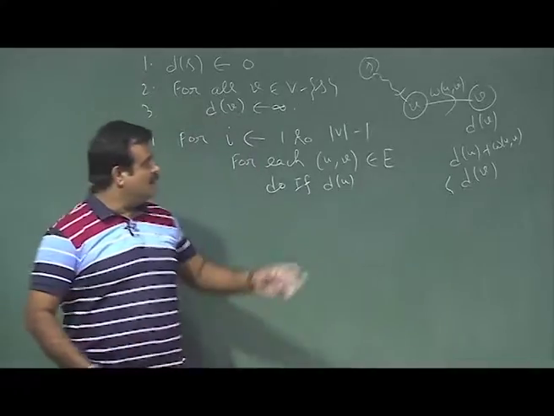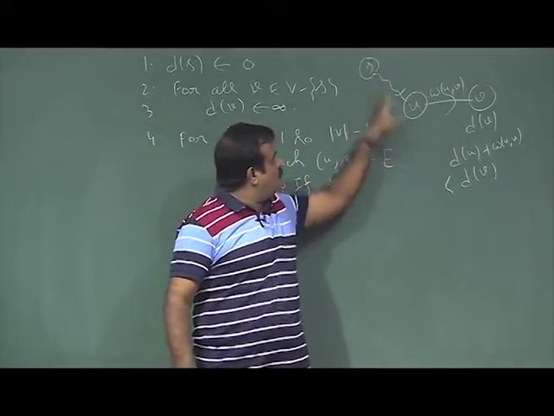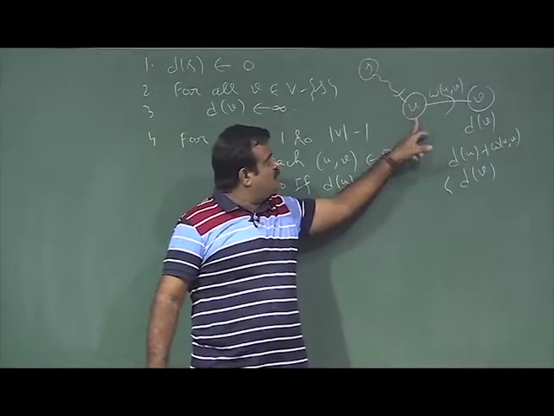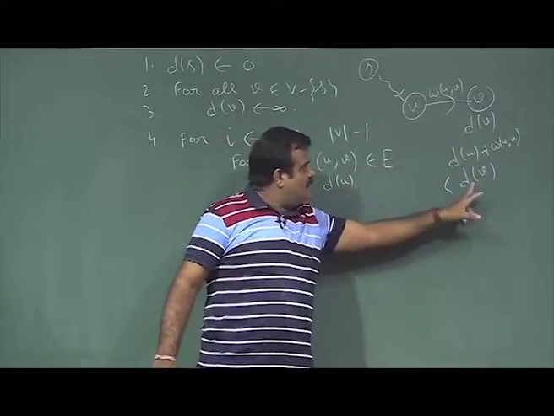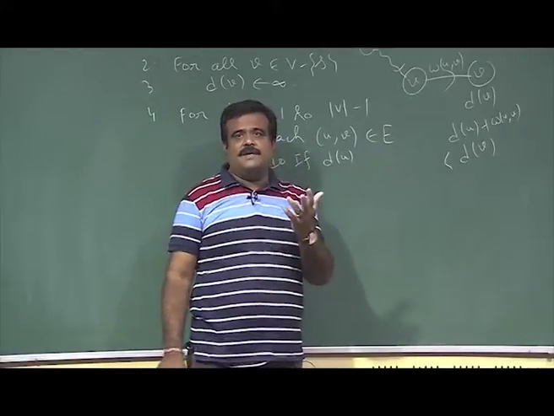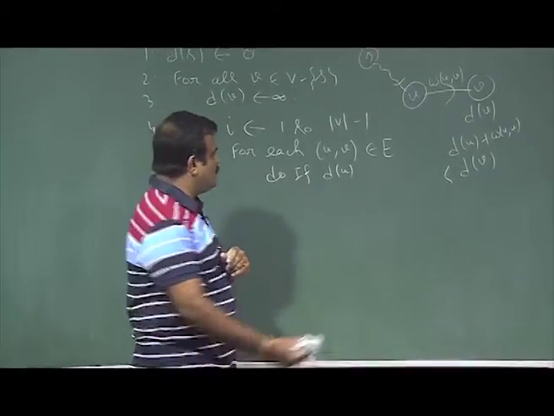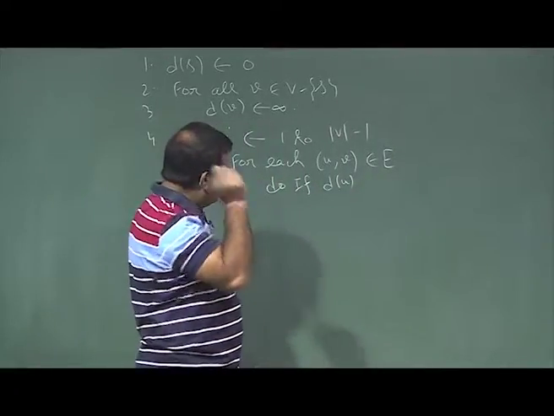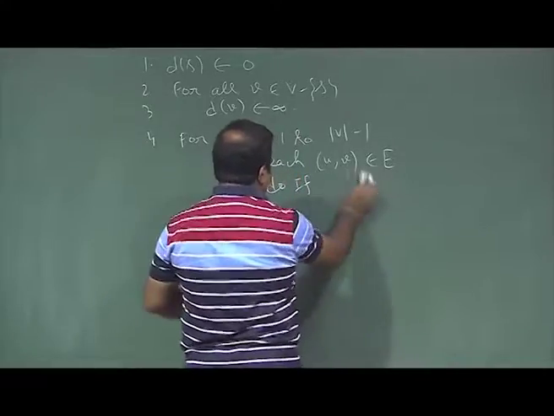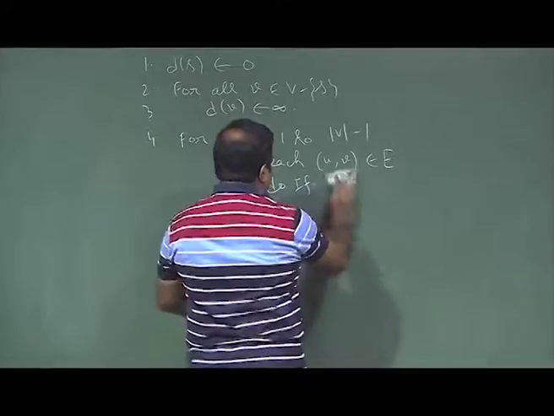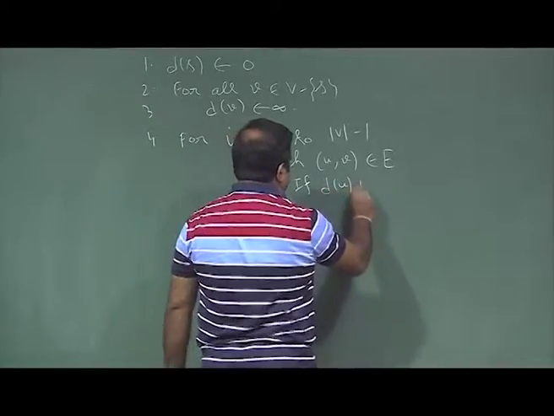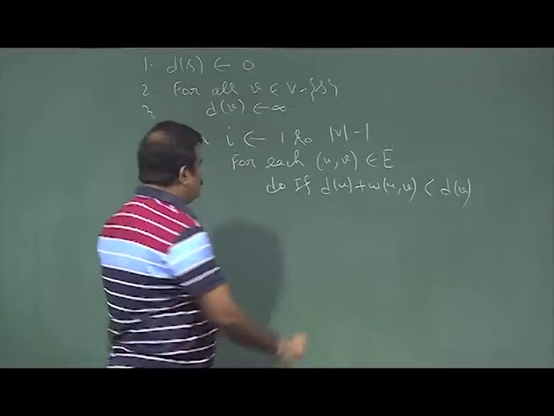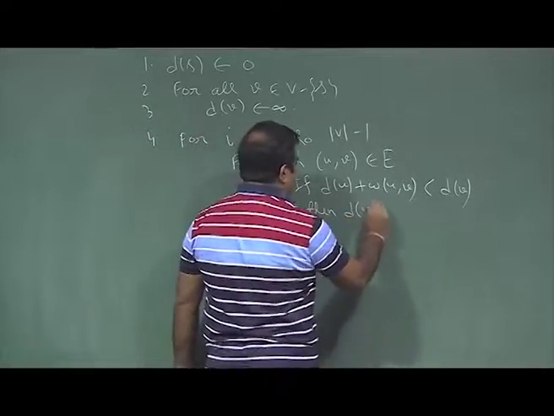If this path goes from S to U, then U to V, the weight of that path is d(u) plus the edge weight, because d(u) is the distance estimate from S to that vertex. If that is better than the distance estimate we have for V, then we must relax that edge. So that is the relaxation step we must do: if d(u) plus delta(u, v) is less than d(v), then d(v) must be relaxed.